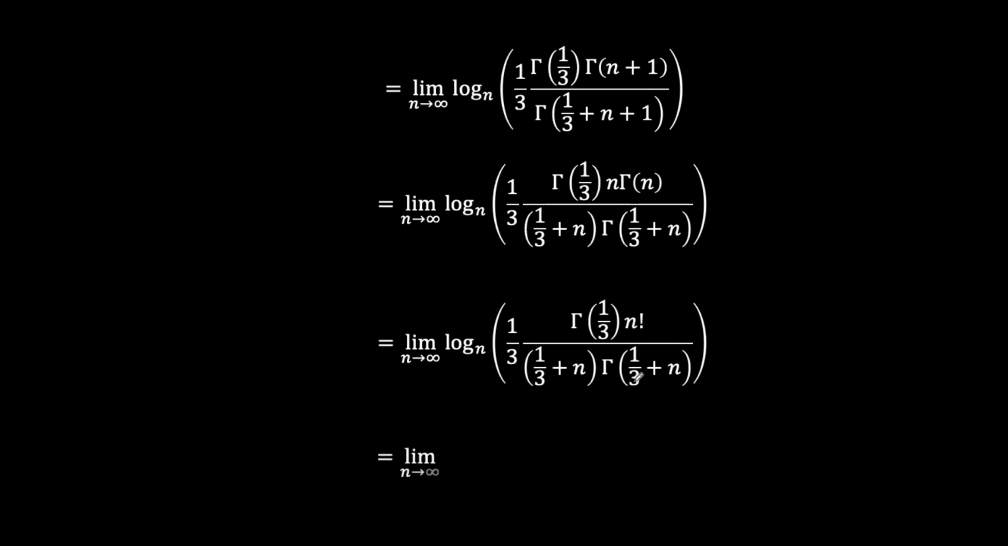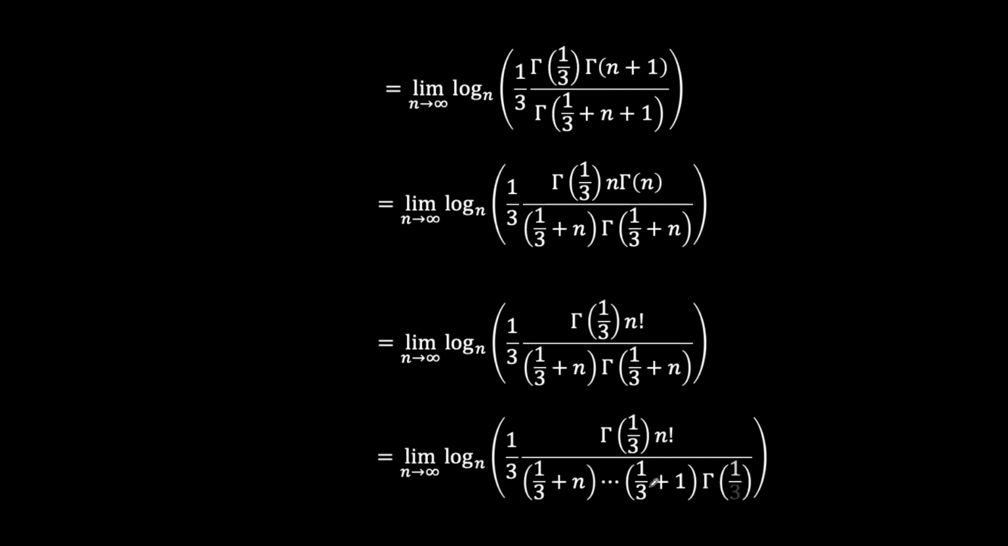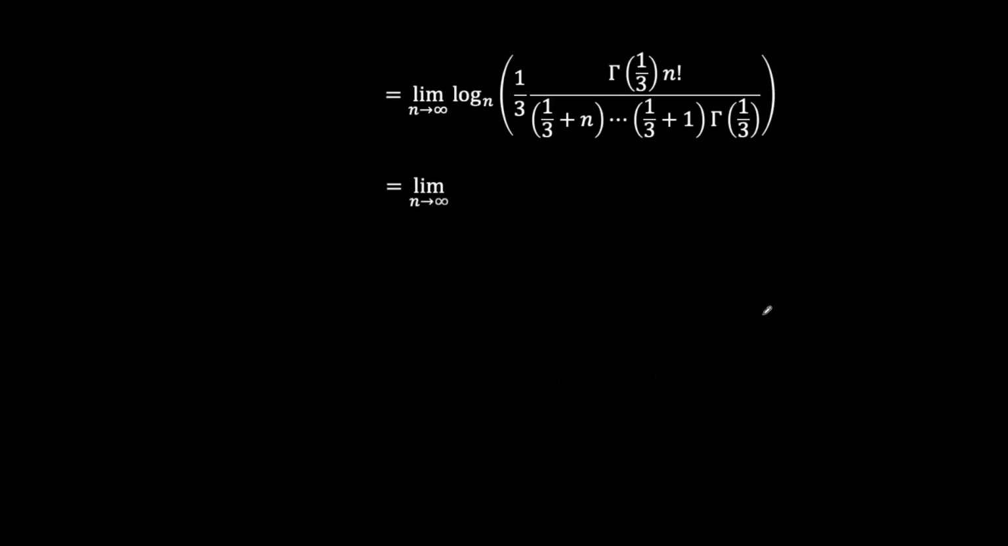And then for the denominator also, it becomes now 1 over 3 plus n all the way up to 1, or all the way up to the gamma function of a third, right? And now this gamma function of a third can cancel with the gamma function of a third here. And now we are left with a third times the n factorial over 1 over 3 plus n, 1 over 3 times n minus 1, all the way up to 1 over 3 plus 1.